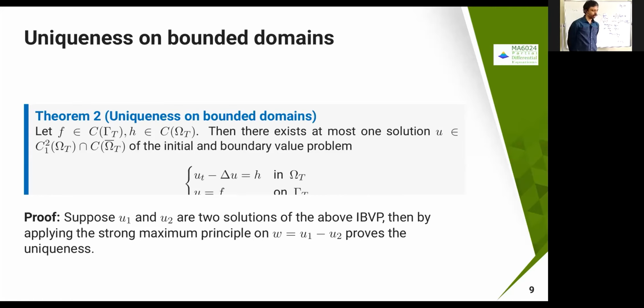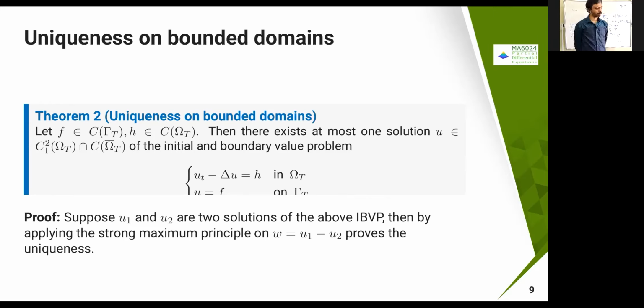Okay. So using this one, we can claim the next one, which is uniqueness on bounded domains. Suppose your domain is bounded, and f belongs to C of Omega Gamma_T and h belongs to C of Omega_T on a bounded domain. Then there exists at most one solution of the initial and boundary value problem. So for this initial and boundary value problem, there is going to be exactly one solution.